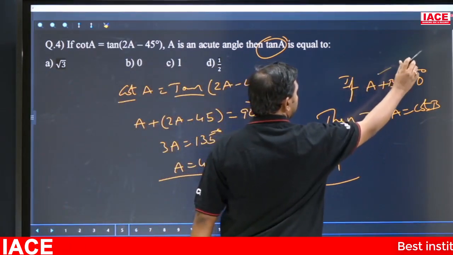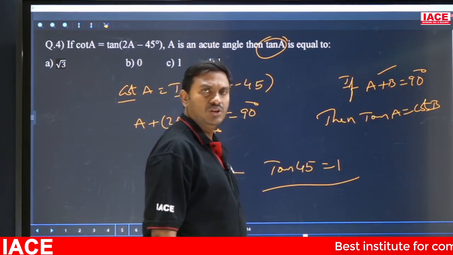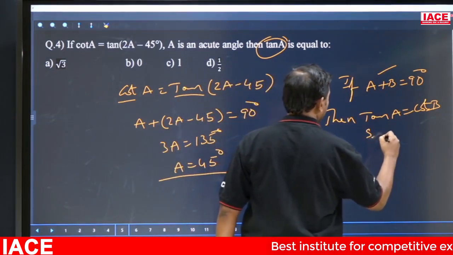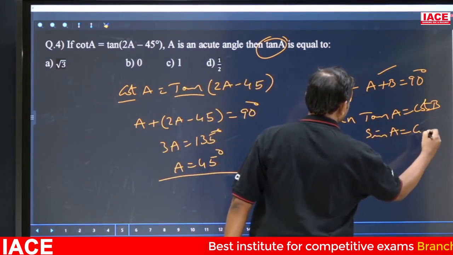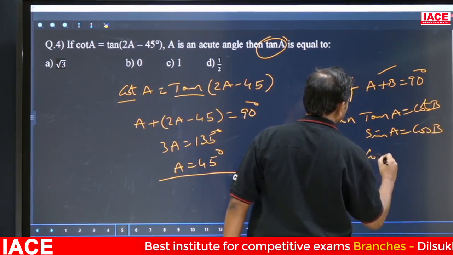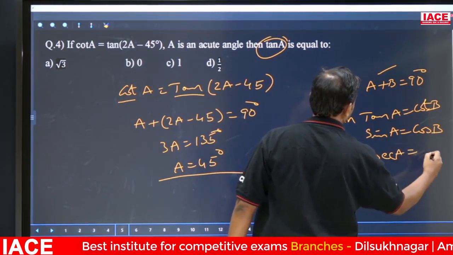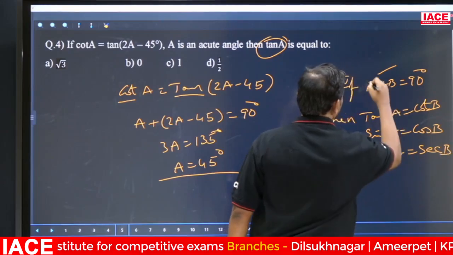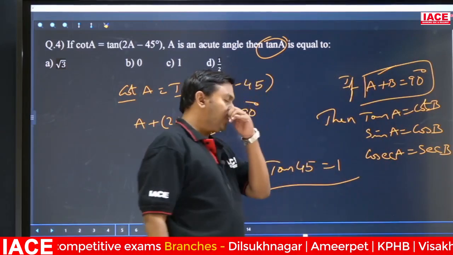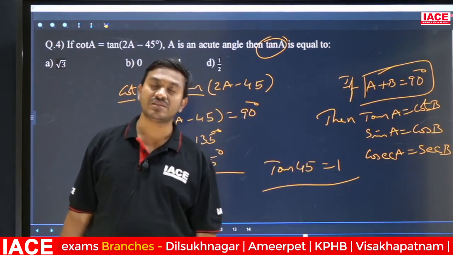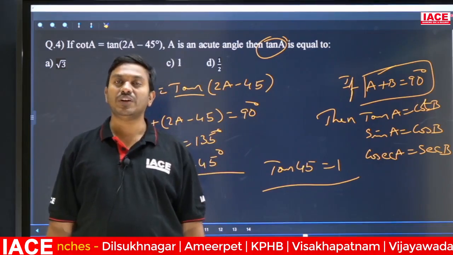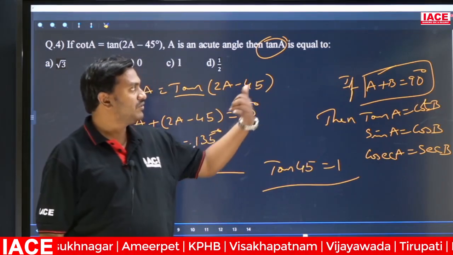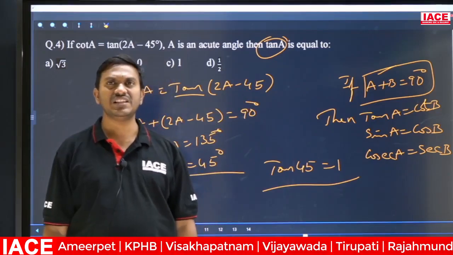So if A plus B equals 90 degrees, tan A equals cot B. Similarly, sin A equals cos B, and cosecant A equals secant B, when the condition is A plus B equals 90 degrees. Similarly, some more conditions we discussed actually: A plus B equal to 45 degrees or 225 degrees, A plus B equal to 90 degrees, A plus B equal to 60 degrees.